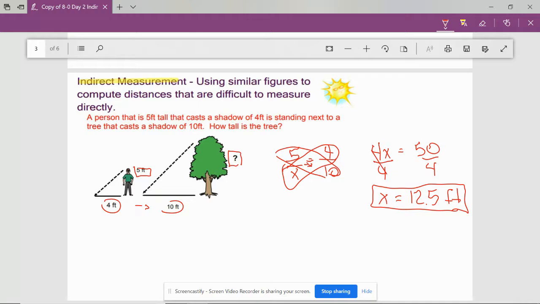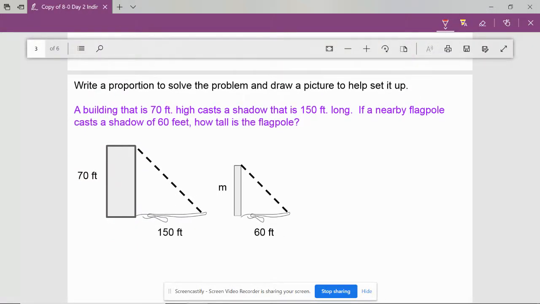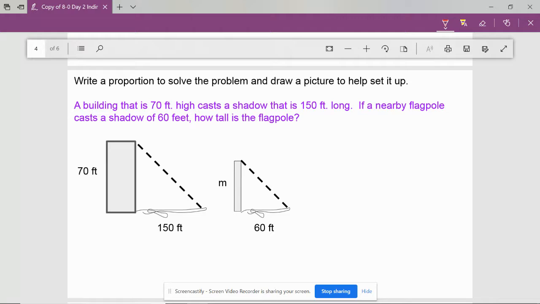So as we go through to the next page, write a proportion to solve the problem, and draw a picture to help set it up. A building that is 70 feet high casts a shadow that is 150 feet long. So here's the shadow that a 70-foot building casts. If a nearby flagpole casts a shadow of 60 feet, how tall is the flagpole?